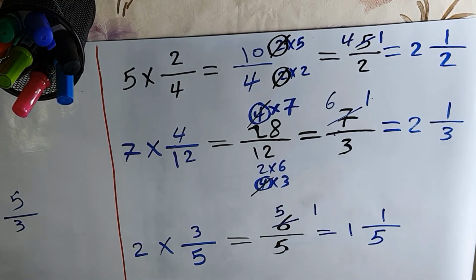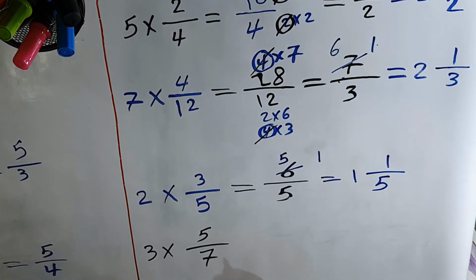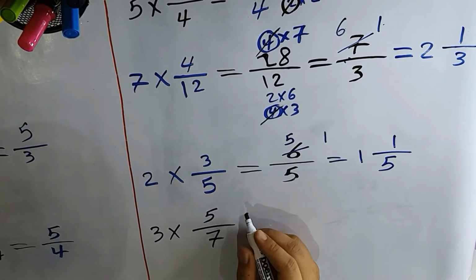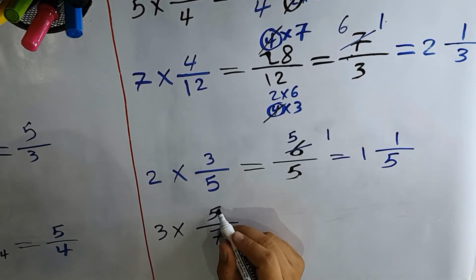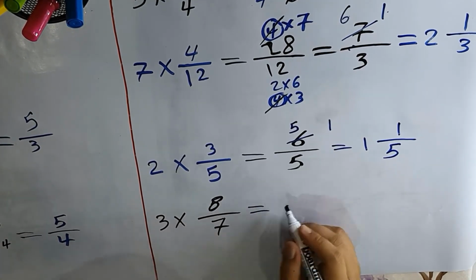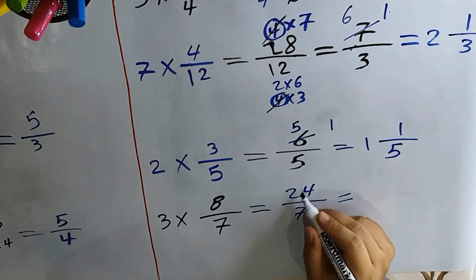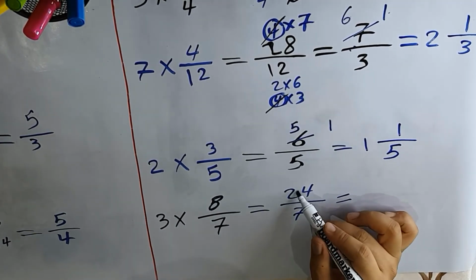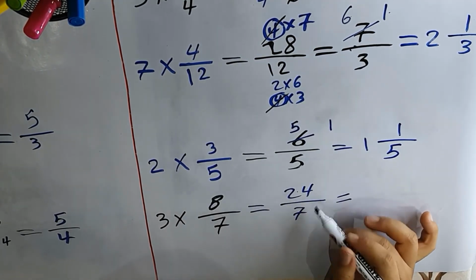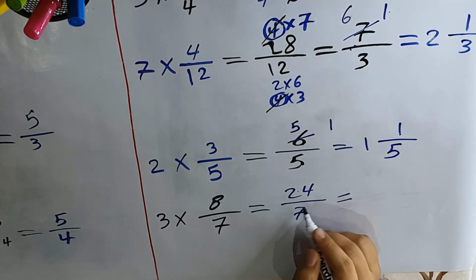Okay. More questions. 3 multiply 5 over 7. I want to make it 8. 3 times 8 is 24. And down you write 7. In simplify, if you expand each number, 24 is 3 times 8 or 4 times 6, and 7 is 7 times 1, no common number. Okay, then no simplify.